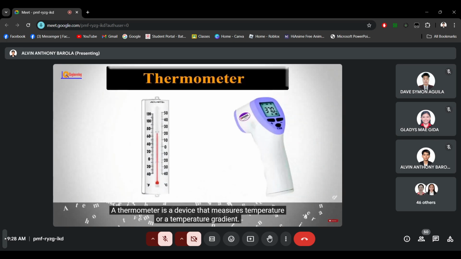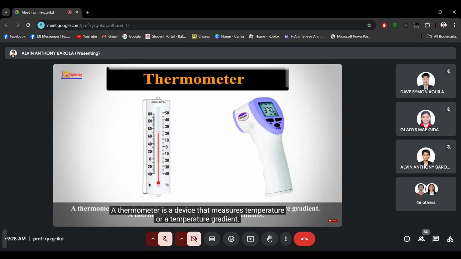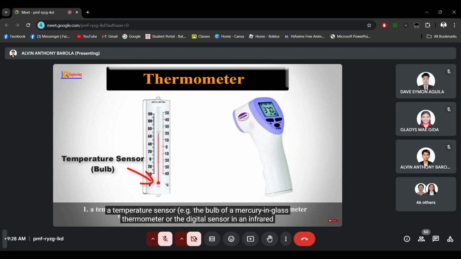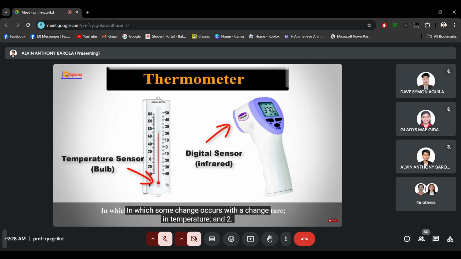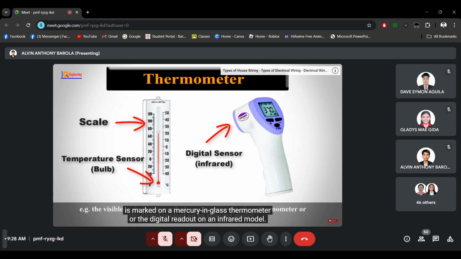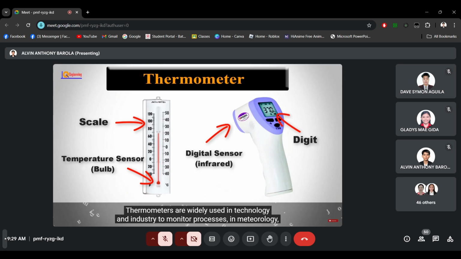A thermometer is a device that measures temperature or a temperature gradient. A thermometer has two important elements. One, a temperature sensor, in which some change occurs with a change in temperature, and two, some means of converting this change into a numerical value, like the visible scale that is marked on a mercury-in-glass thermometer or the digital readout on an infrared model.